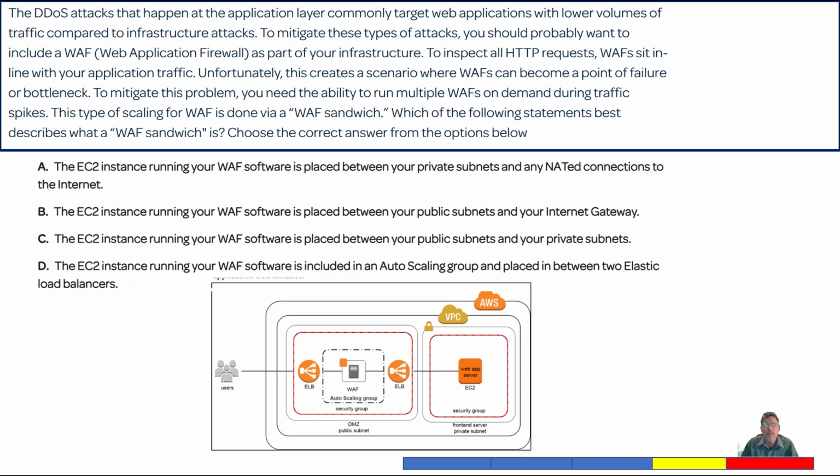WAF software placed between private subnets. WAF software placed between public. WAF software placed between public and private. WAF software included in an auto-scaling group and placed between two elastic load balancers. And what do you think the answer is? Well, you think about that. You got a big hint here floating on the screen. Take a look at that. Where's the WAF? Yep, that's it, right between two load balancers. That is the WAF sandwich.